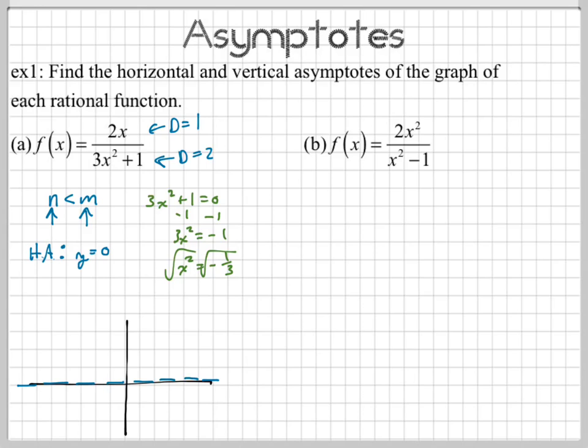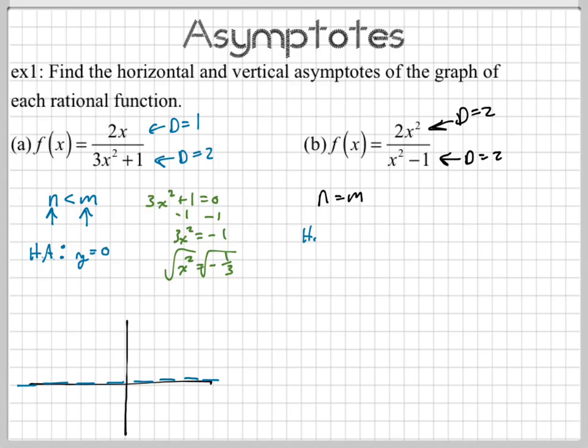Okay, the degree for the top is 2. I should say d equals 2, and the degree for the bottom one is d equals 2. Okay, so the degrees are equal. So in this case, n equals m. Okay, the degree of the numerator equals the degree of the denominator. So what does that mean for our horizontal asymptotes? You always check the degrees for the horizontal asymptote.